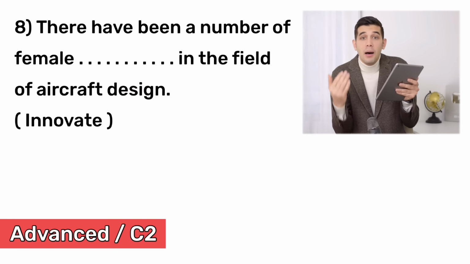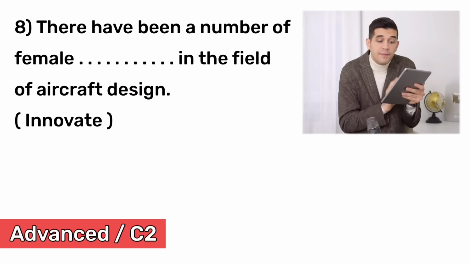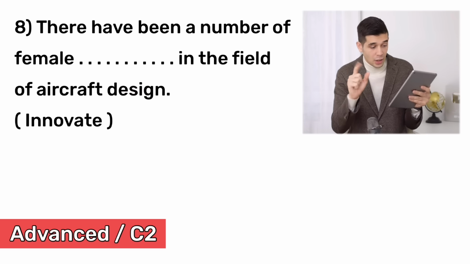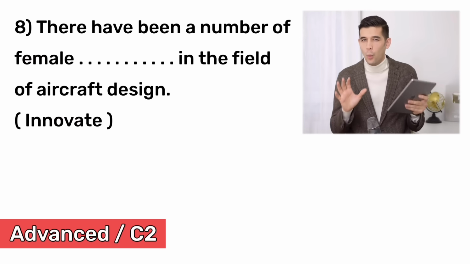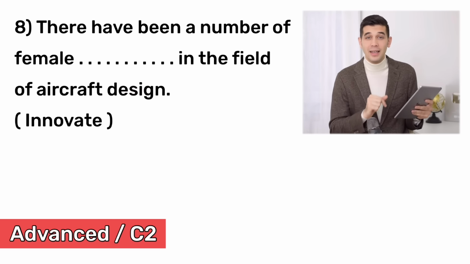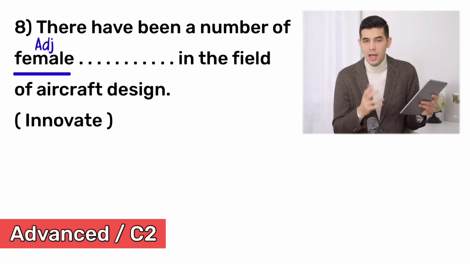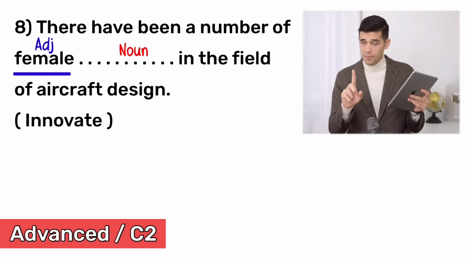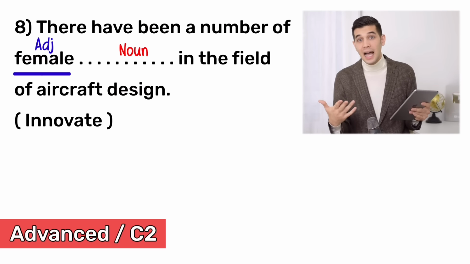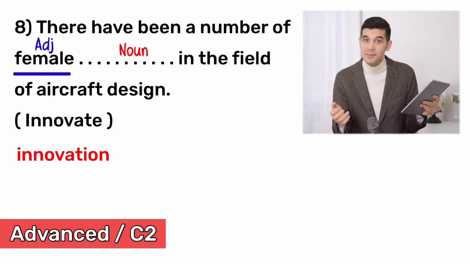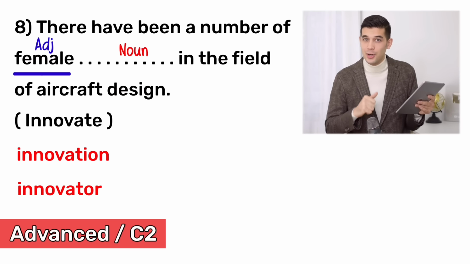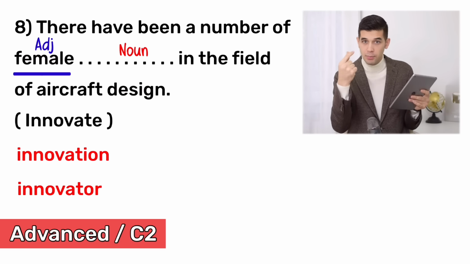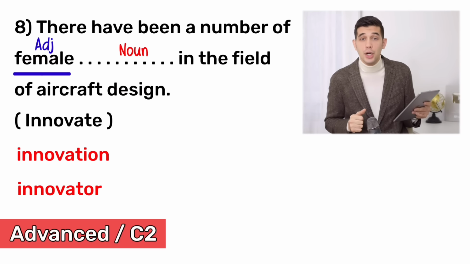There have been a number of female in the field of aircraft design. And the word is innovate. What do we need in this gap? Before the gap, we have an adjective, female. So we need a noun. Now, innovate is a verb. What is the noun? Innovation, right? But there is also another noun. A person who innovates is an innovator. So innovation and innovator, both of them are nouns. But which one do we need here?